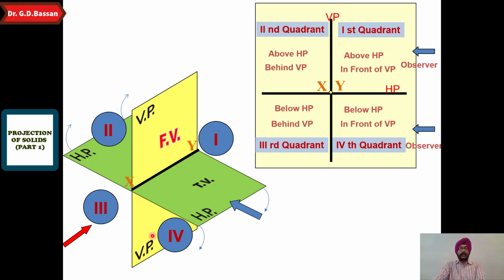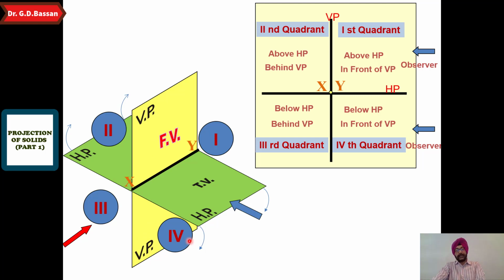The front view is below the XY line. Your top view will be here as we rotate through 90 degrees, so your top view will be above the XY line. So while keeping the object in the third quadrant, your front view is below the XY line and your top view is always above the XY line.